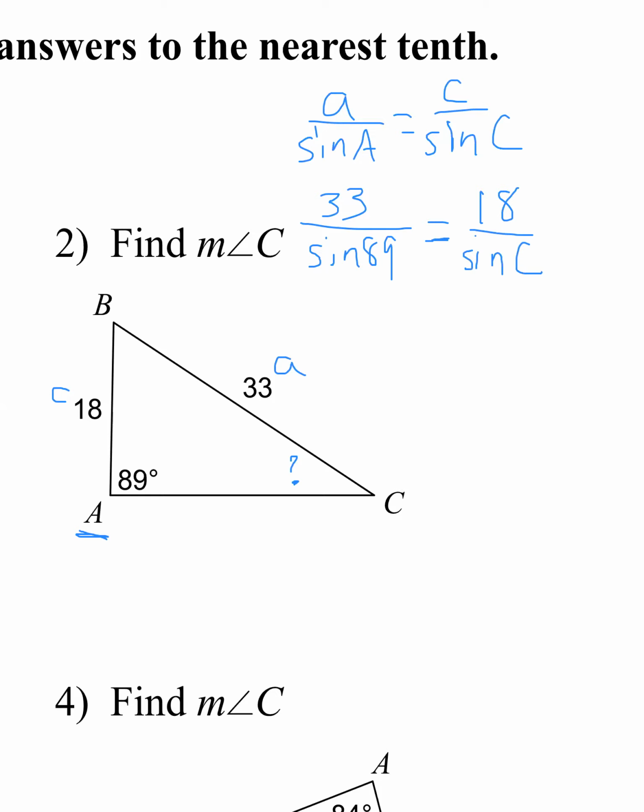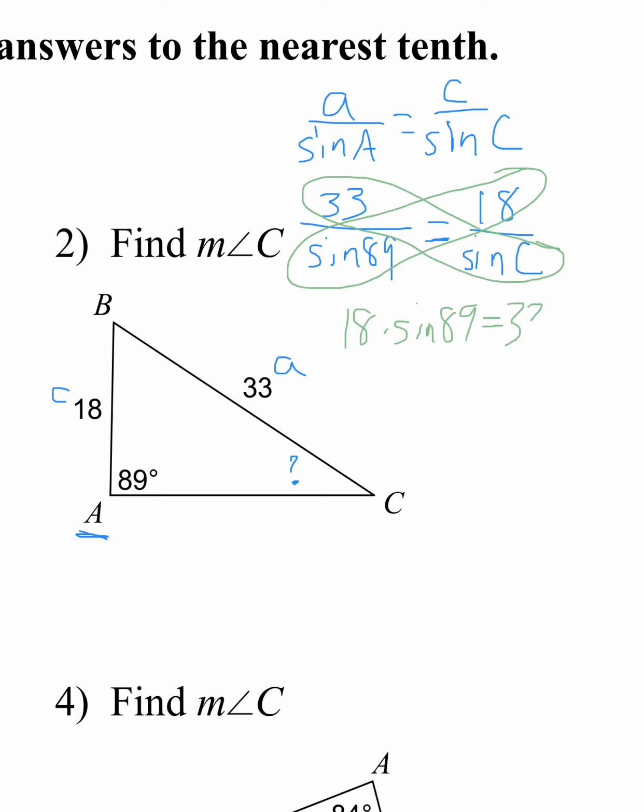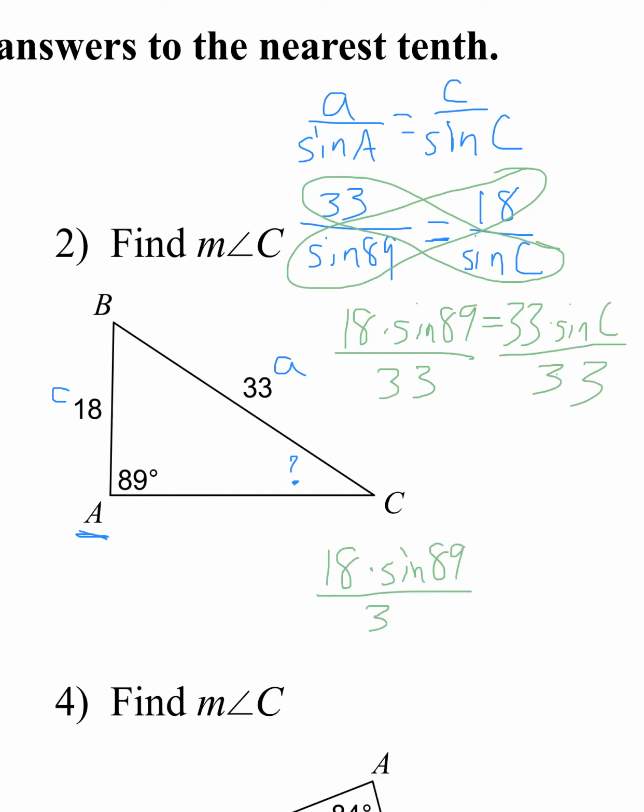Again, I'm going to cross multiply. We'll multiply these 2 together, which gets me 18 times the sine of 89 equals, then I'll do these 2, 33 times the sine of C. I need to solve for C, so let's divide both sides by 33. So now I'm going to rewrite this a little bit bigger: 18 times sine of 89 all over 33 equals the sine of C.